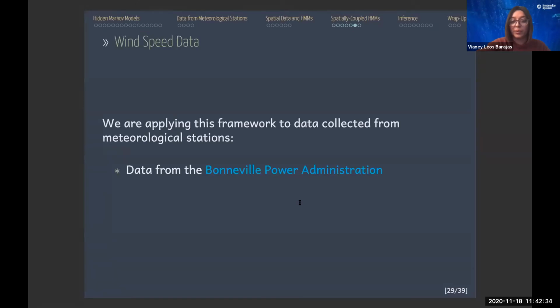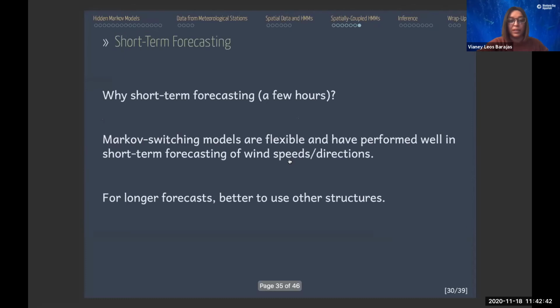And we're applying this framework to data collected from meteorological stations, with the link I've included in the chat from the Bonneville Power Administration. Again, we're interested in short-term forecasting. In particular, Brian has a bit more experience with this. But in the literature, Markov switching models are flexible and they perform well for short-term forecasting of wind speeds and directions.